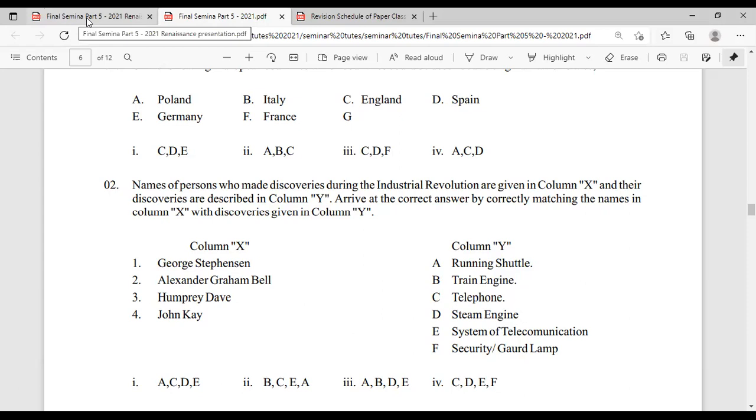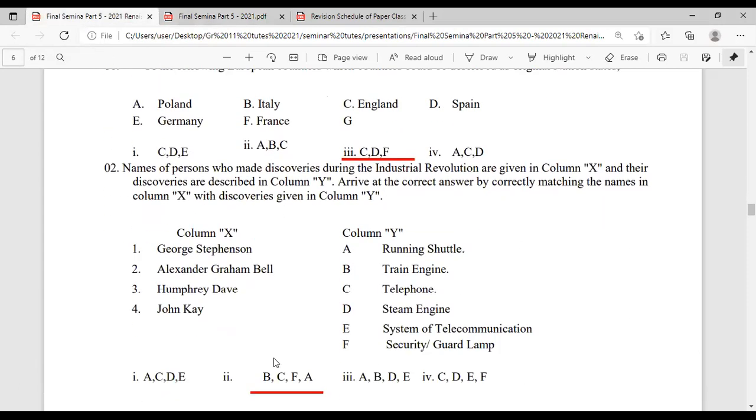Now the answer is here. This is the answer: BCFA. Some are giving answers. Amha says so too. Yes, that's correct.